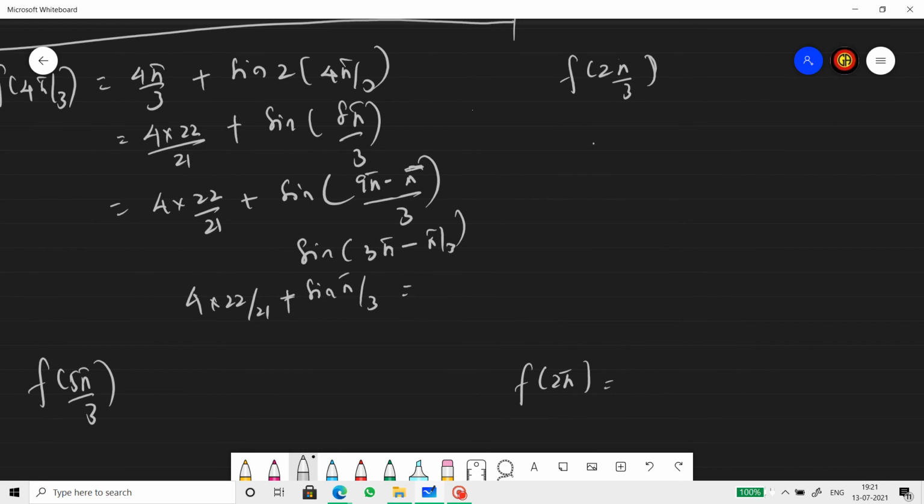So 8 pi by 3 is 9 pi minus pi by 3. Earlier I wrote 9 pi plus pi by 3, but it's 9 pi minus pi by 3. So that's 3 pi minus pi by 3. So 3 is the revolution, so we'll ignore it. 180 minus theta, second quadrant, sine is positive. So sine pi by 3 gives us 88 by 21 plus sine 60 degrees, that's root 3 by 2.